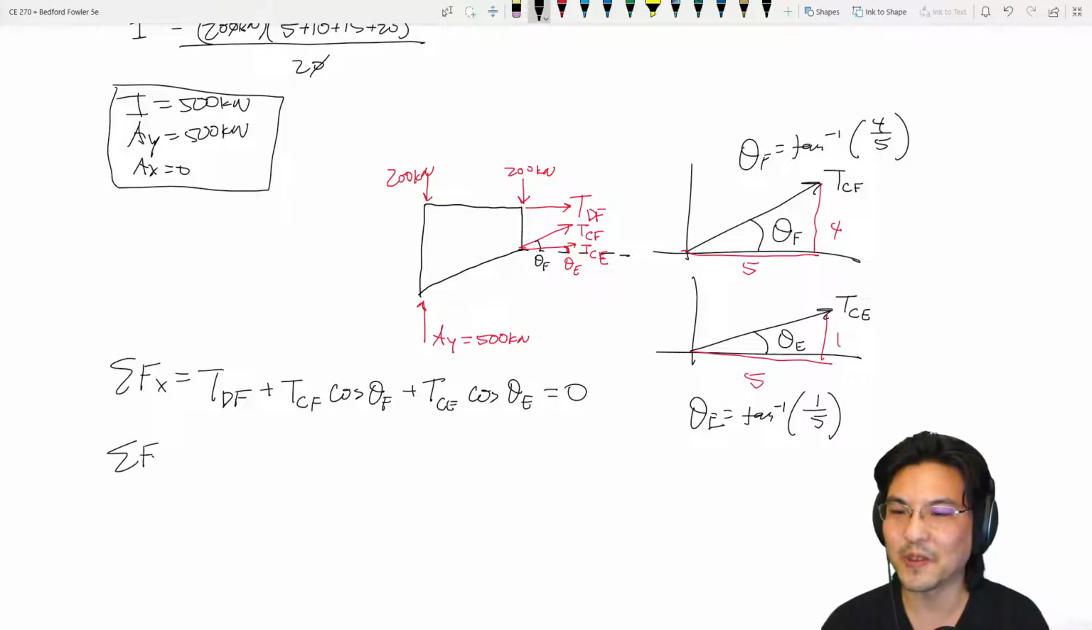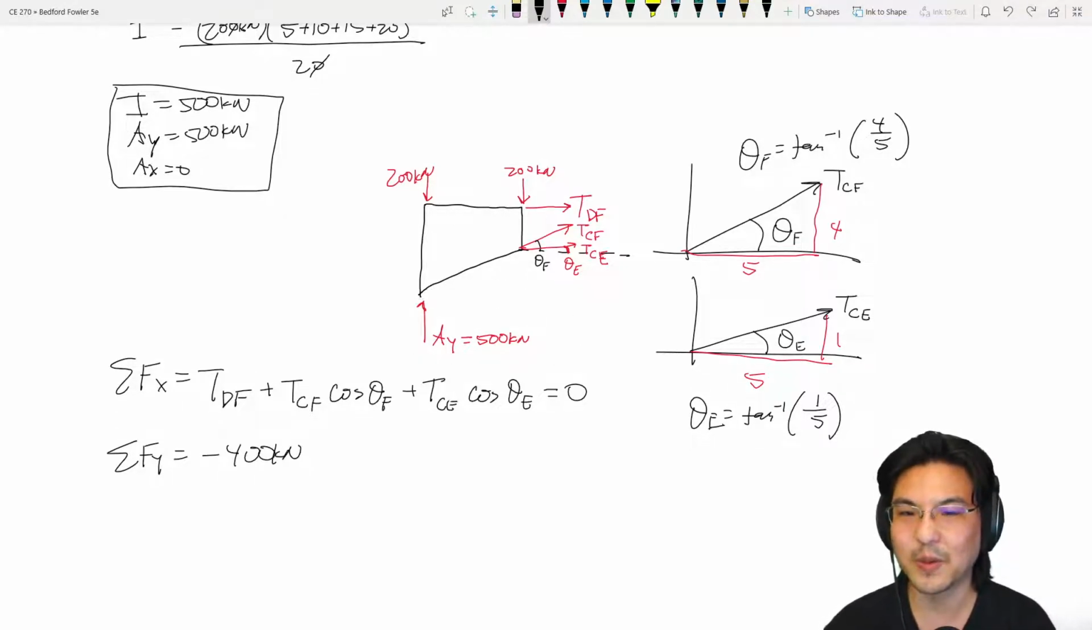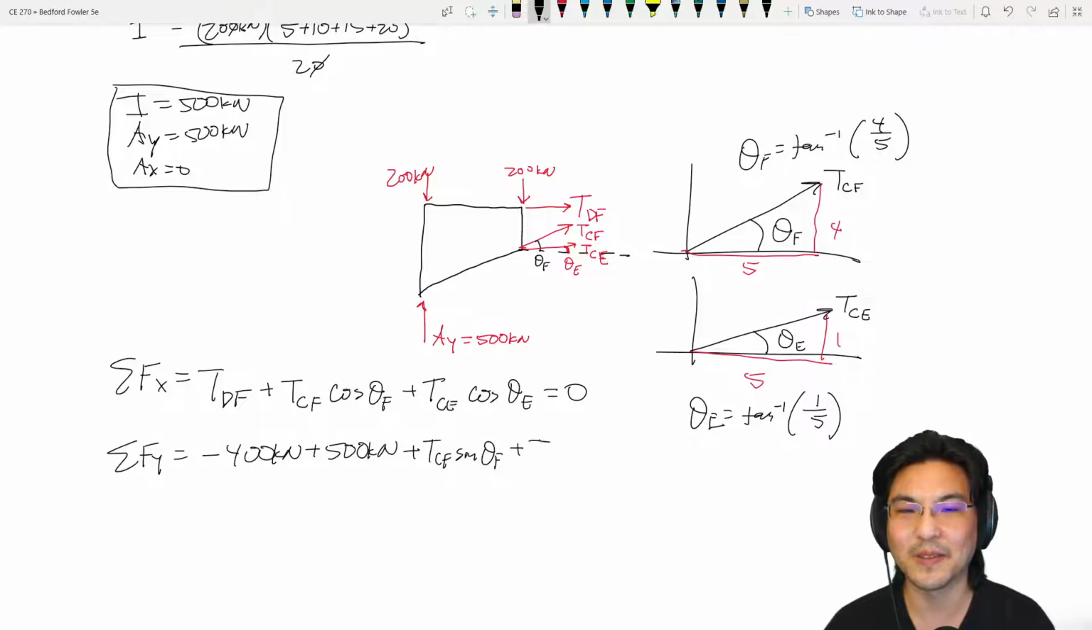Okay, sum forces in the y direction. We got those two going down, minus 400, this one going up, plus 500k, and then that's horizontal, so just the y components of these two, plus TCF sine theta F plus TCE sine theta E equals 0.